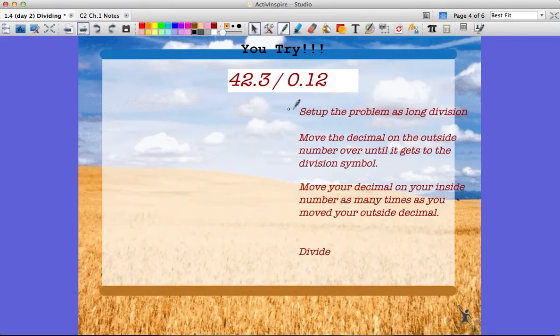Alright, so now I want you to try the problem. I would actually go ahead and do the first 3 steps and then come back and check your answer before you go through and actually do the division. So make sure you set everything up, move the decimal correctly before you start to divide. So go ahead and pause and try that now.